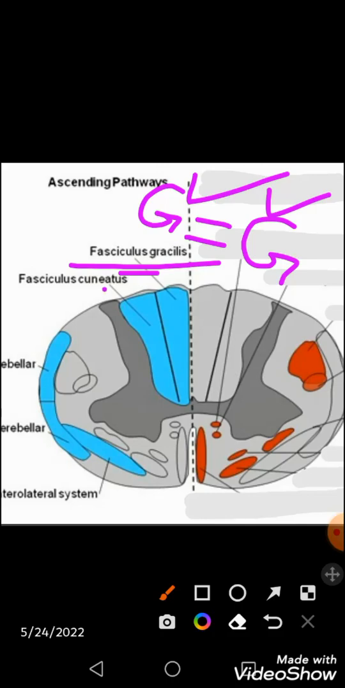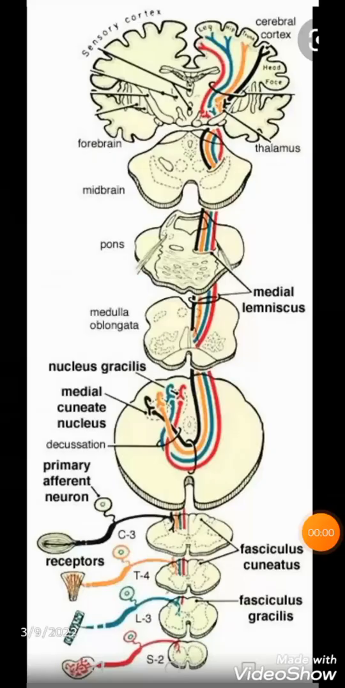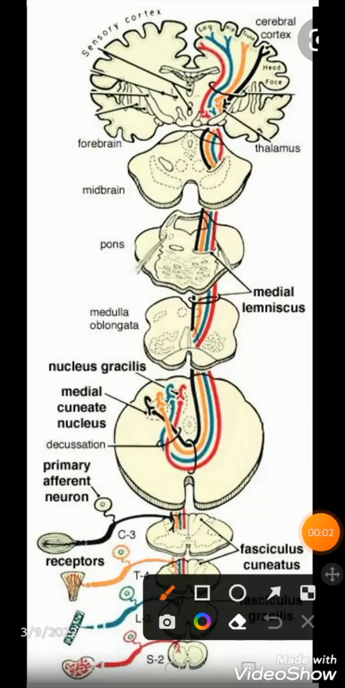And as the cuneatus is located laterally, we have our both upper limbs located laterally in comparison to your lower limb. So it is easy to remember that the fasciculus cuneatus on both sides deals with your upper limb, being located laterally, and the fasciculus gracilis, being located medially, takes information predominantly from your lower limb.